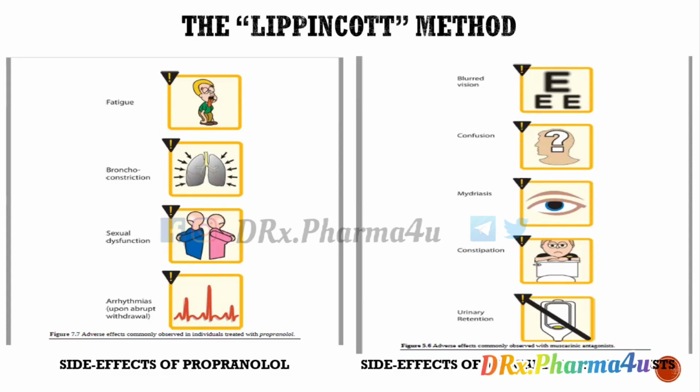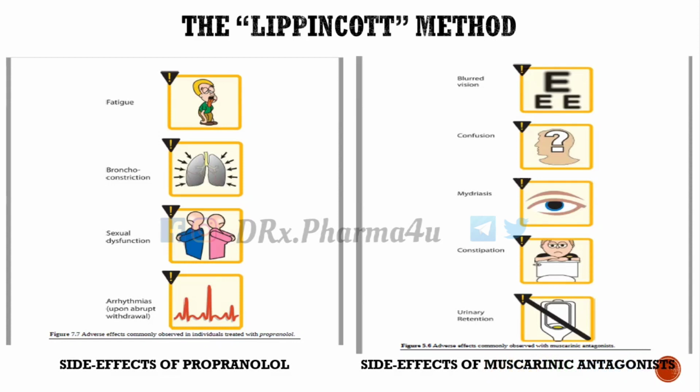If you look at the right-hand side, it is written: side effects of muscarinic antagonists. Muscarinic means acetylcholine, antagonist means blocker. So acetylcholine blocker means anticholinergics. Always remember, whatever secretions you produce, whether it is your sweat, your saliva, or your urine, whatever secretions are being produced by you, it is because of acetylcholine. So when acetylcholine is blocked, your secretions will be blocked.